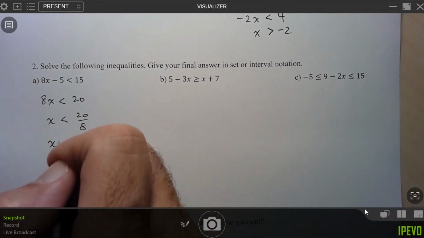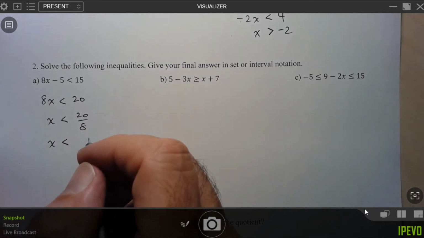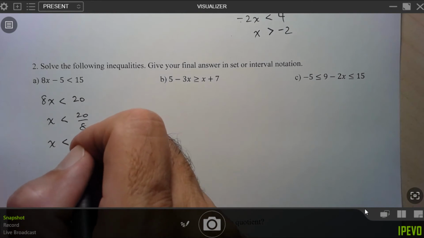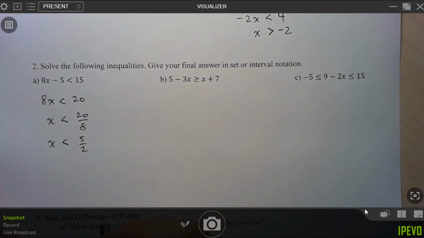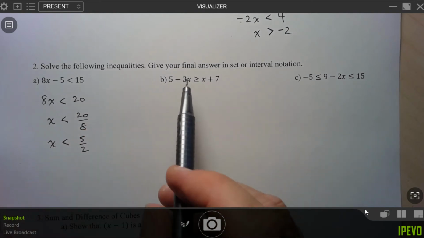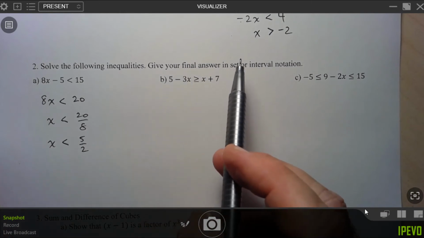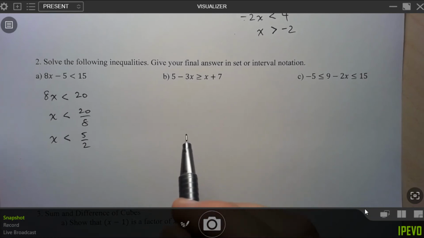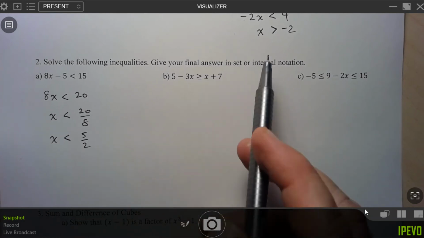Of course, I'm not going to leave it that way. Okay, so divide numerator and denominator by 4, and we have 5 over 2. All right, so there's our answer. But notice how it's asking us to give the final answer in set or interval notation. Okay, so this is a good opportunity to practice these here.